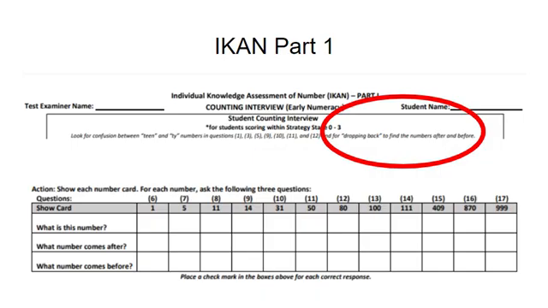Next, you will watch a video of a student being interviewed and have a chance to practice recording the student's responses.